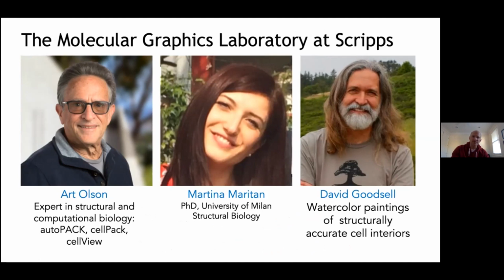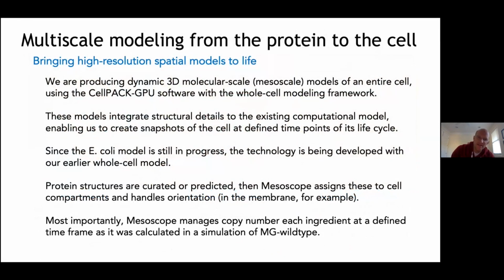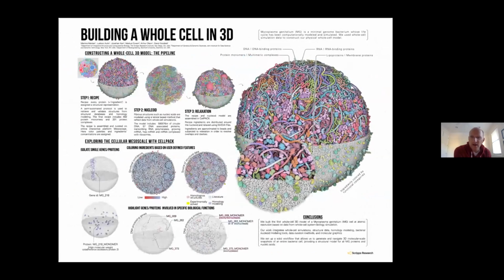Down in scale with Art Olson, Martina Maritan, and David Goodsell. What they've done is incredible. They're using CellPack, which I think is something that they'll know very well over at the Allen Institute. But look at this. Here is a model in which our whole cell simulations were used to create the data from which they could make a CellPack representation in 3D of all the molecules in the cell. What's even more exciting to me is that there were 3 data points out of the simulation that were made. Previously, it's always only been 1 data point, so that's super exciting.